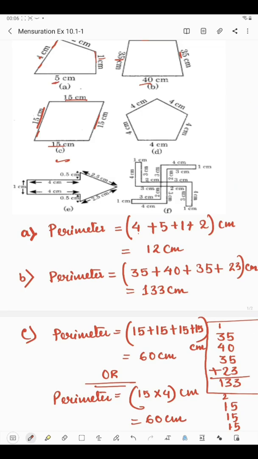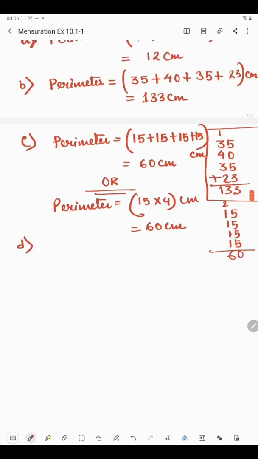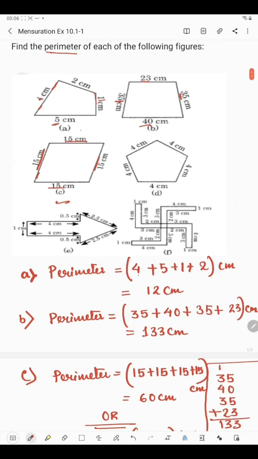Now here in part B we have, see, 1, 2, 3, 4, 5. It's a 5-sided figure, so the name of the 5-sided polygon is pentagon.